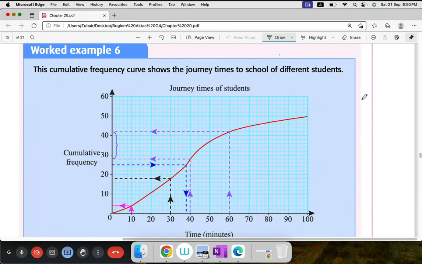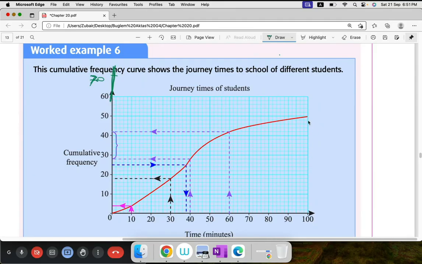Well, if one person takes 100 minutes... No, total number of students. The question is how many students are there in the survey? So that would be 60. This is 60. And if I draw a graph till 70, would you say that the students are 70?